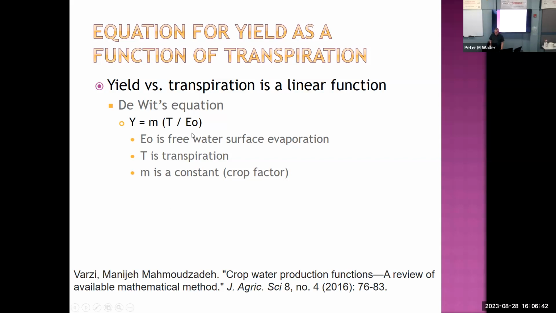You won't guess, I'm sure. Okay, DeWitt used the water. This was a very old paper, like in the 50s. But DeWitt used the ratio of transpiration over free water surface evaporation, like a pond. Now they use transpiration over reference ET, which is the evapotranspiration from the plant, which might have a similar value on a daily basis, but it's a completely different process.